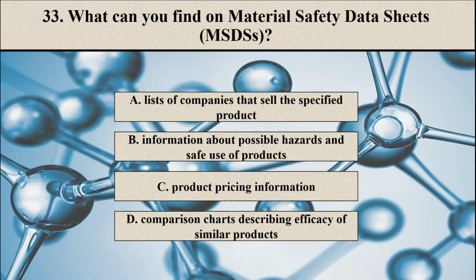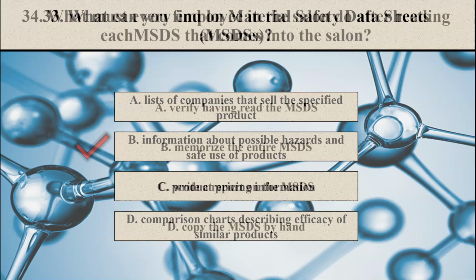What can you find on Material Safety Data Sheets, MSDSs? Lists of companies that sell the specified product, information about possible hazards and safe use of products, product pricing information, comparison charts describing efficacy of similar products. If you chose B, information about possible hazards and safe use of products, you are correct.